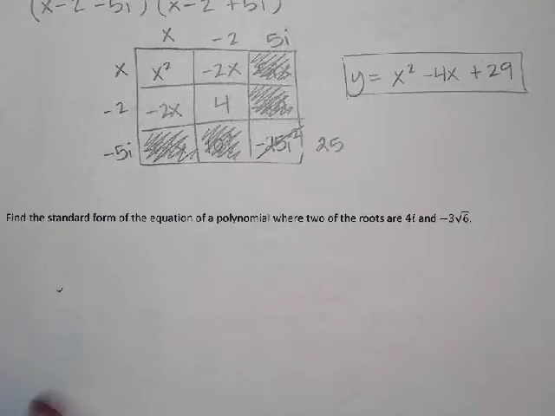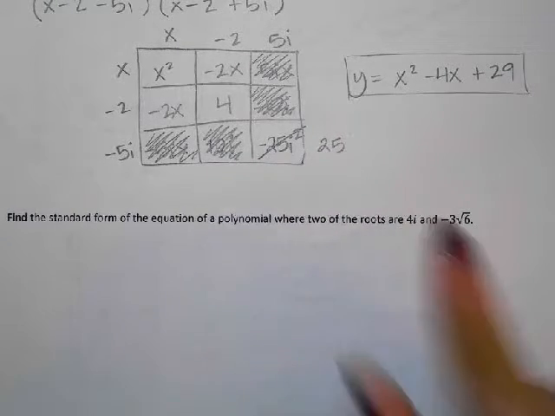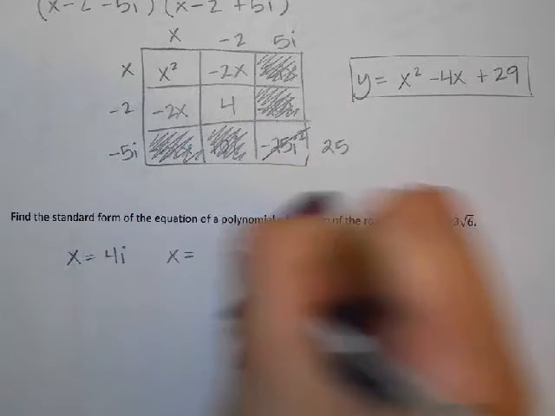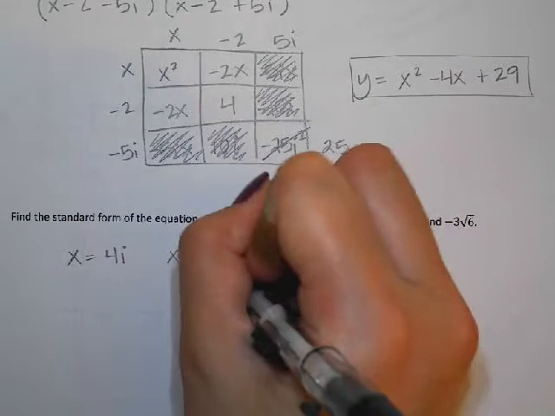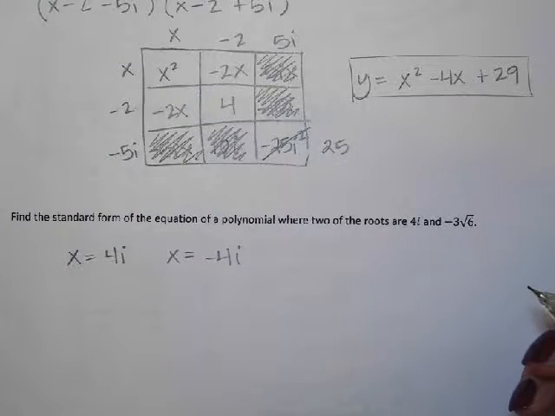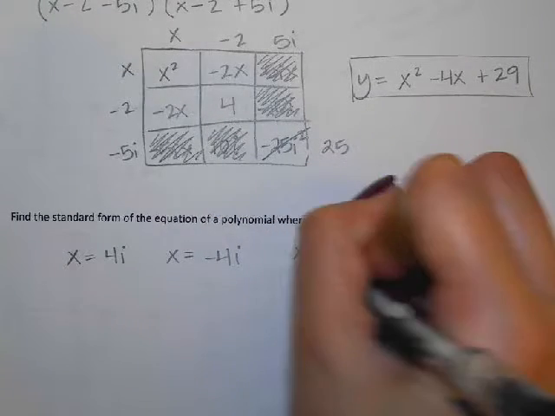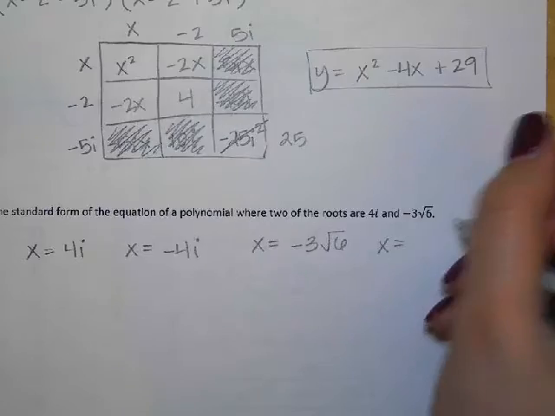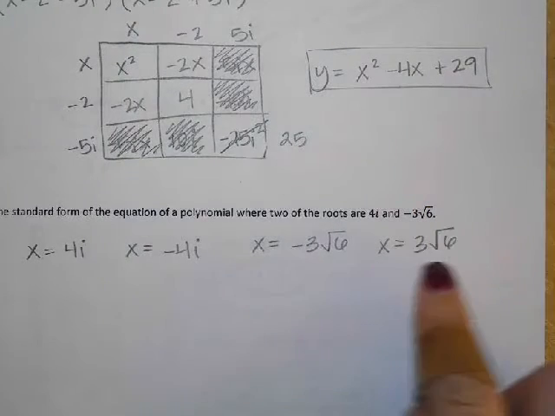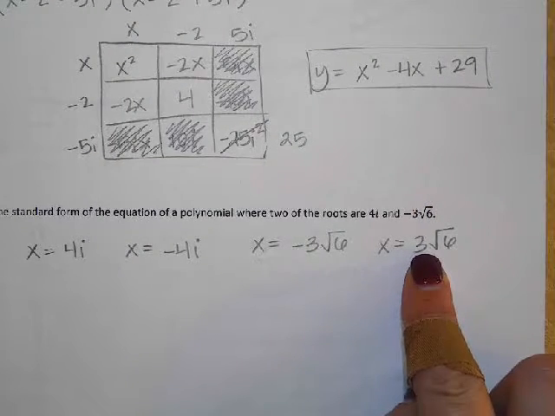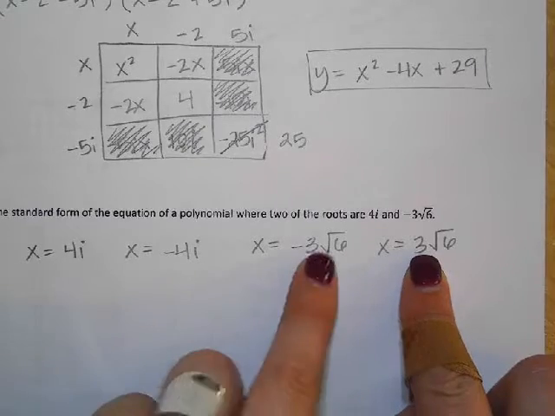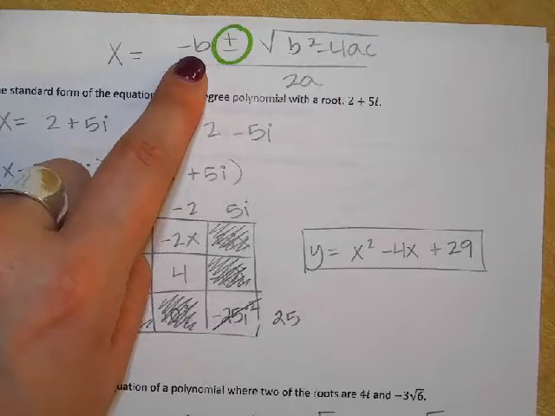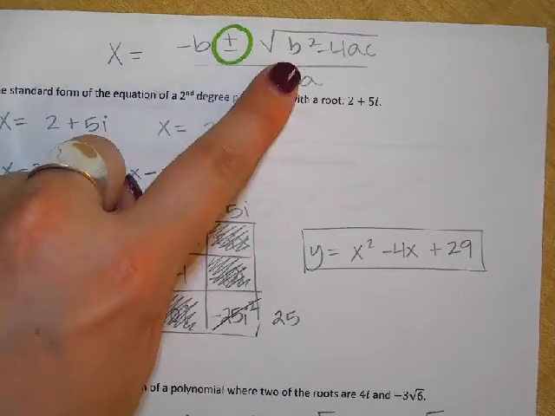All right, last example. They tell us that one answer is 4i, so I'm going to say x equals 4i and x equals negative 4i, okay? And then they tell us another answer is negative 3 root 6, so I'm going to say x equals negative 3 square root 6 and x equals positive 3 square root 6. So for this one, it's kind of like the b value is 0, and they just had a positive square root and a negative square root.